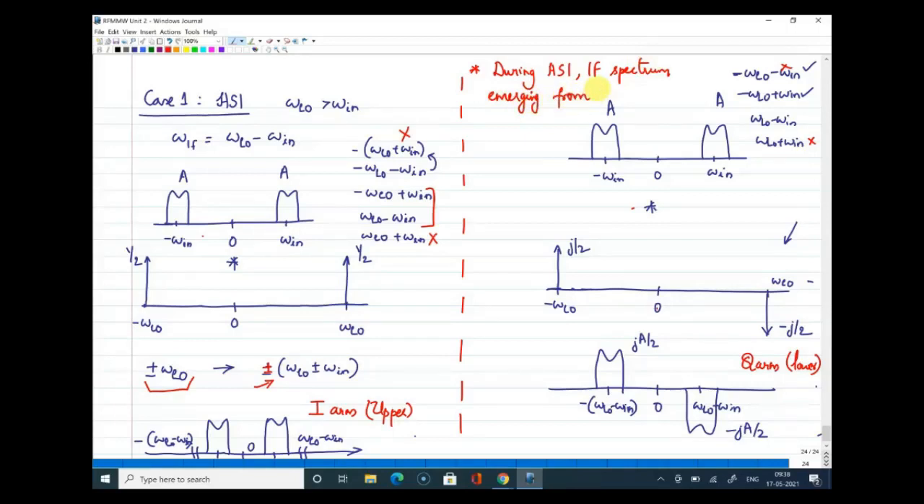You have a component at the upper arm and a component at the lower arm. If you look at the relation between those two spectra, it is very clear that the signal emerging from the lower arm is the Hilbert transform of the upper arm signal, right? So the IF spectrum emerging from the lower arm, which is the Q arm, is the Hilbert transform of the spectrum at the upper arm. Is that clear?